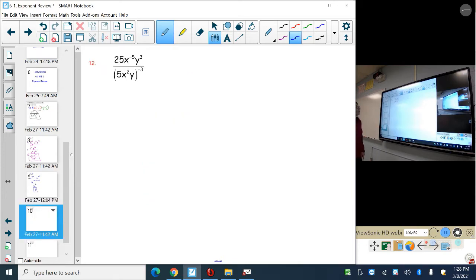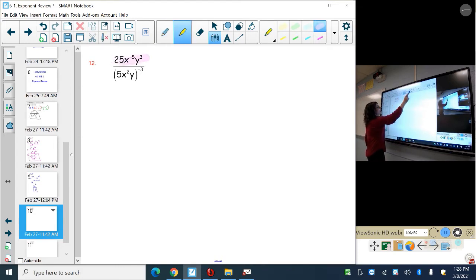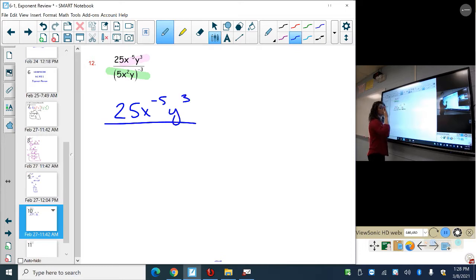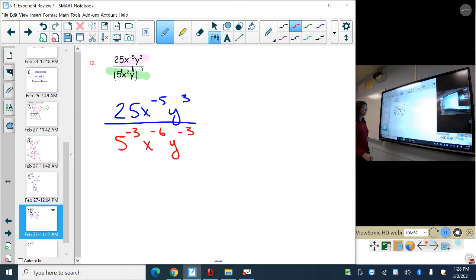Number 12. Now, I have a couple problems here. I have a numerator problem, and then I have a denominator problem. Okay, so we're going to focus on each one of those. So the 25, x to the negative 5, y to the 3rd, there's nothing I can do with that currently. So I'm going to first take care of my denominator. I'm going to do that by putting on my missing powers on my bases inside my denominator's parentheses. So this is going to give me a 5 to the negative 3, x to the negative 6, y to the negative 3.